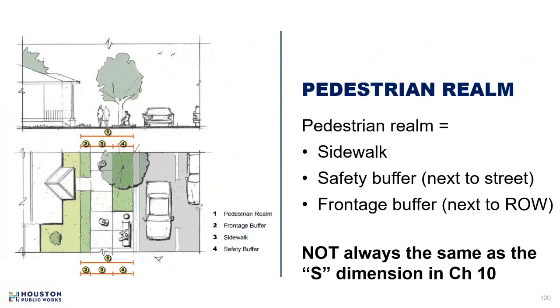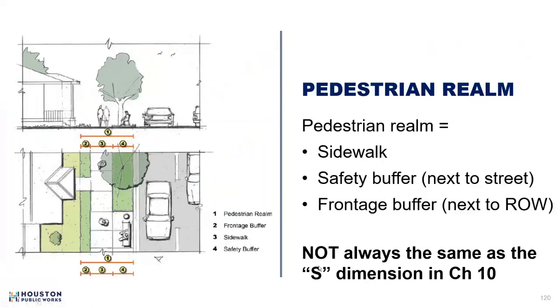So talking about a couple of the elements, some of these things haven't changed from previous years. We still are talking about the pedestrian realm in terms of 3 components: the sidewalk, which is where you walk or you bike, or if you're in a wheelchair, that's where you're going to be going; the safety buffer, which is that area between the sidewalk and the street; and the frontage buffer, which is between the right-of-way and the far side of the sidewalk. Those are the same definitions as before, but now we have updated the minimum requirements for each of these components.